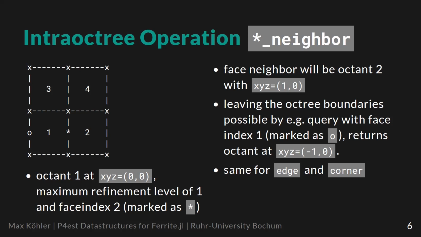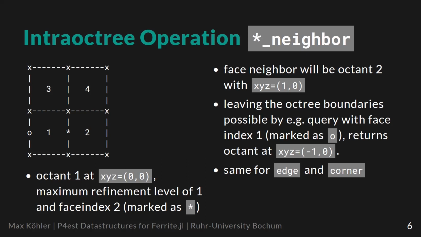And now you want to query neighborhood information only in the octree. So maybe I want to know who's the neighbor at this face, who's the neighbor at this corner, or who's the neighbor at this face. And by this, I would have basically the whole surrounding of the cell detected. And the neighbor at this face can be queried by face_neighbor, and this is also how it's called in the P4est paper.